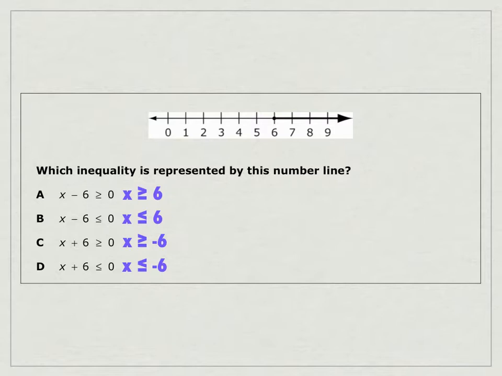Well, I know C and D are not the correct answers because the point of my inequality is at positive 6, not negative 6. And I'm shading to the right, or in the greater than direction, so my answer here is going to be A.